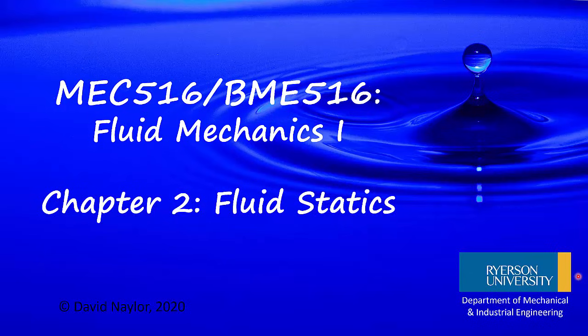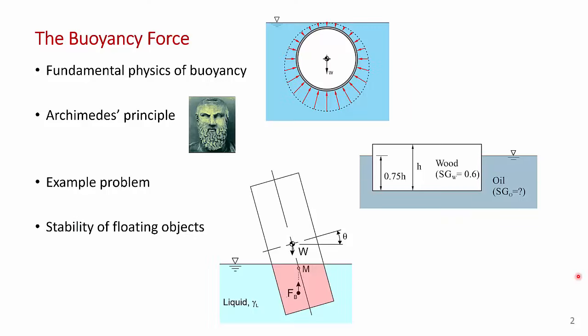Okay, carrying on with chapter 2. The topic of this video is the buoyancy force. So we're going to start talking about the fundamental physics. What's the source of the buoyancy force? Then we'll talk about a sort of a shorthand procedure to calculate the buoyancy force called Archimedes Principle. We'll do a sample problem, and I'll end by talking about the stability of floating objects, which of course is important for things like boats.